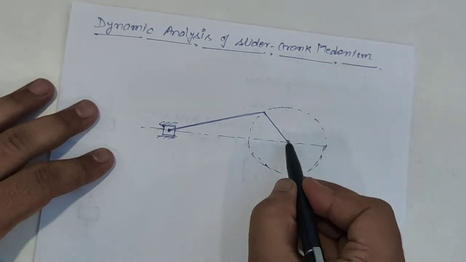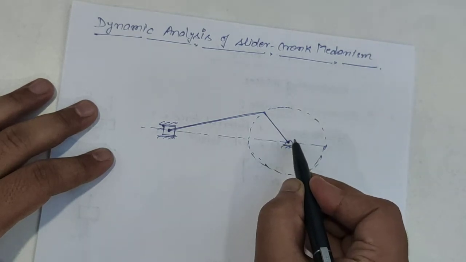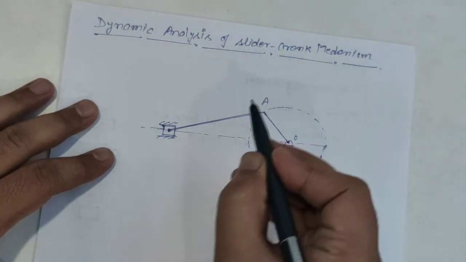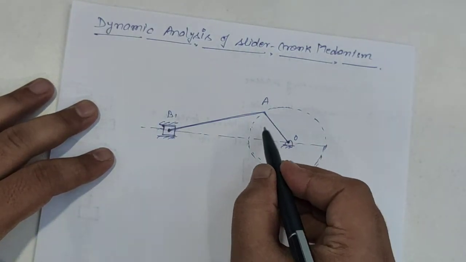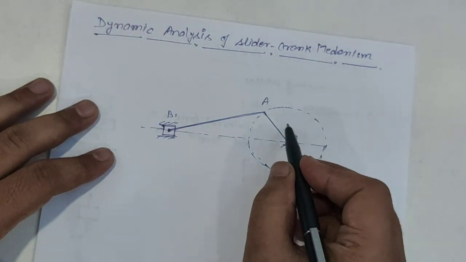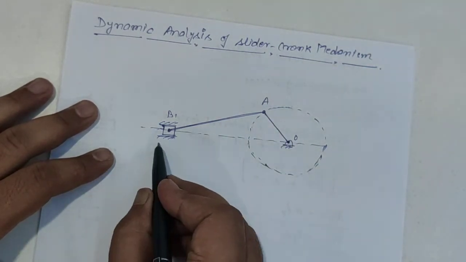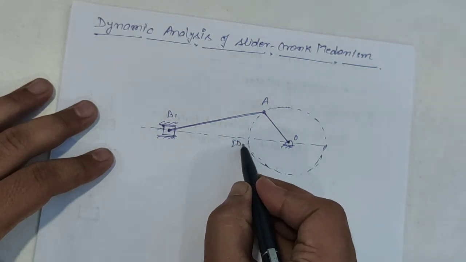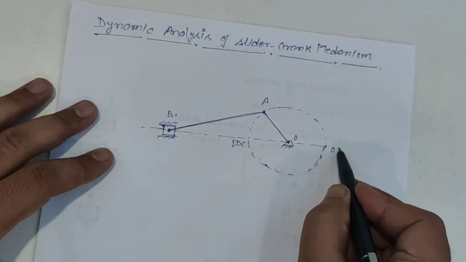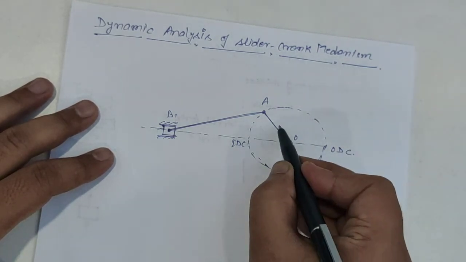This point we have designated as O, A and B1. Simply we can say that the crank is revolving, and with the help of that, the slider is having the linear motion. This point is the inner dead center, and here we are having the outer dead center.